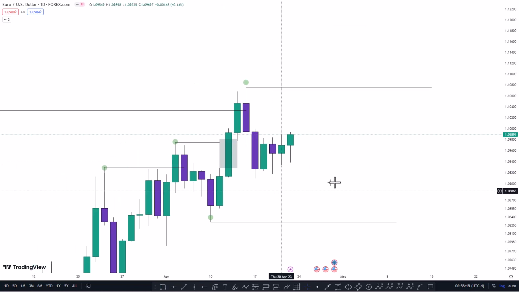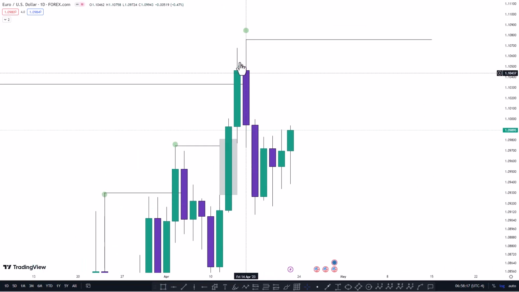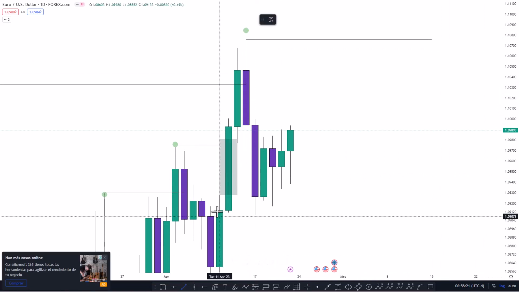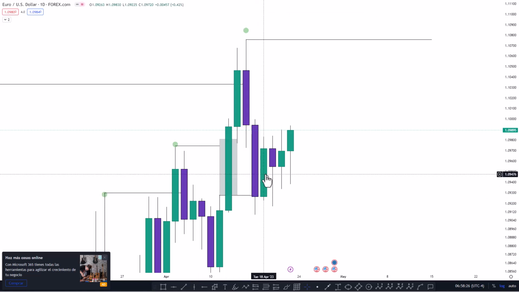You have an imbalance resting here. Then the market is dropping down to look for this imbalance. Then try to see what happens when the market is done filling this imbalance. What is the market doing? The market is creating a pullback.